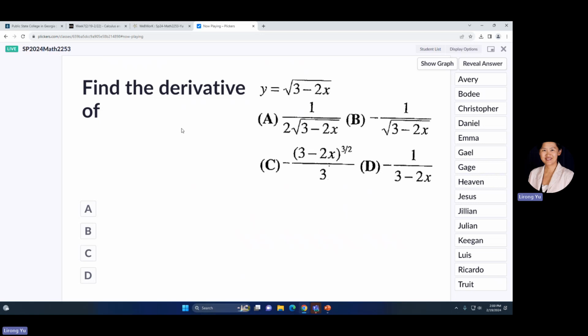All right. We just learned chain rule last week. So on the board, we have a practice question for chain rule. We have a function that's defined by square root of 3 minus 2x. And I don't know if you remember the derivative of square root of x is 1 over 2 times square root of x. So we do that as a derivative of the outer function.